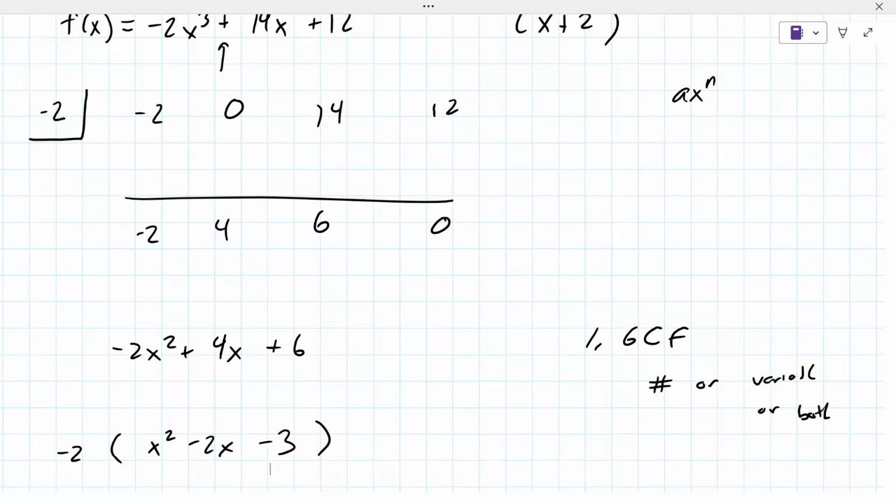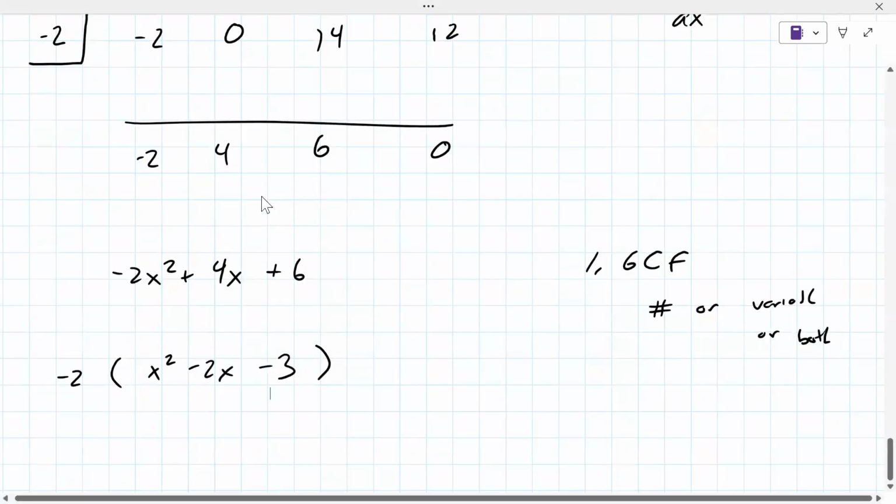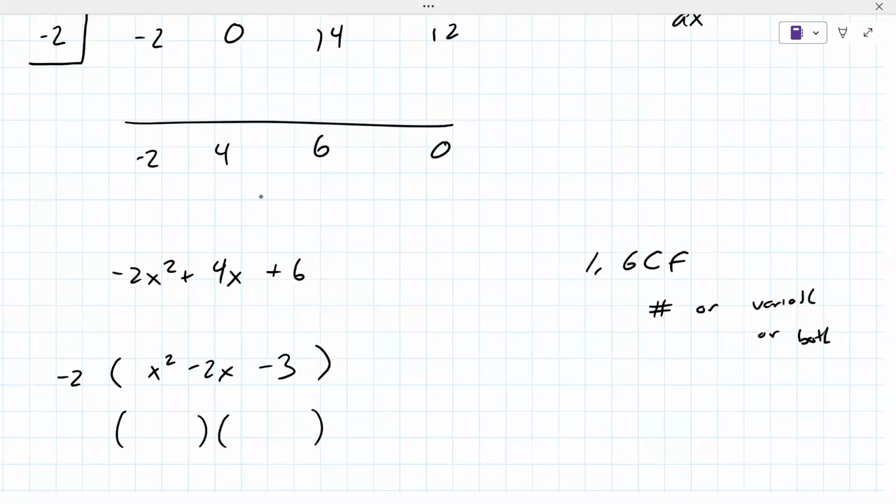So it would be... can you factor it and leave the -2? Okay, that's what I was wondering. Yes. So it would be X minus 3 times X plus 1.